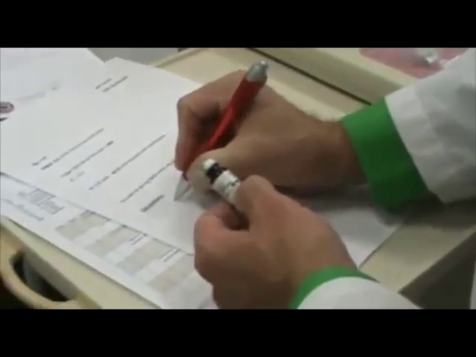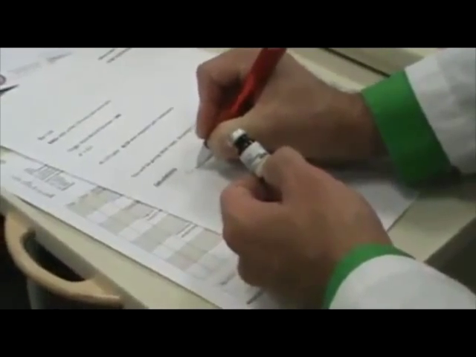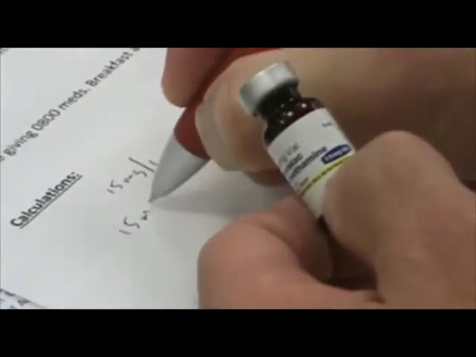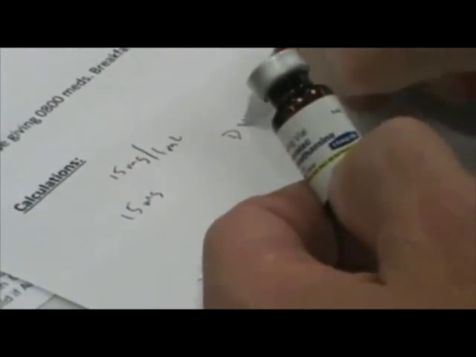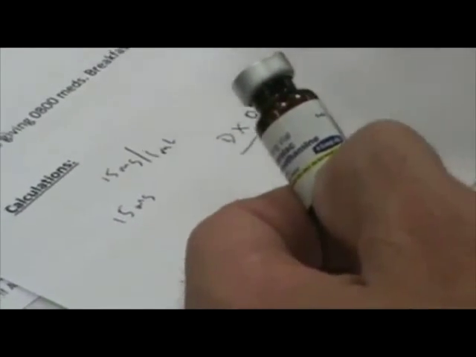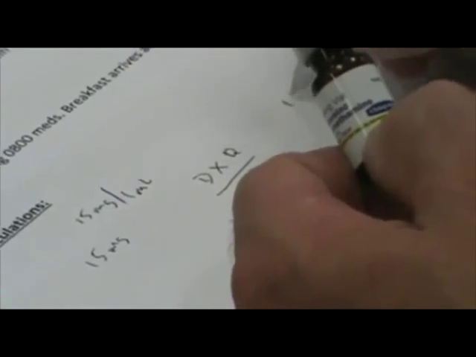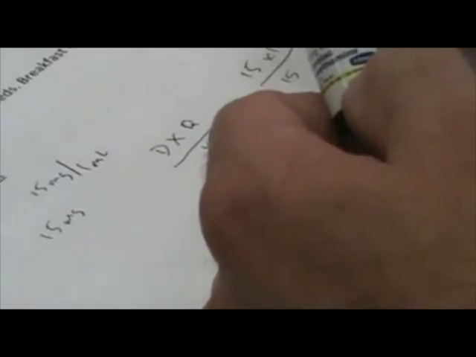So I'm going to grab this other piece of paper here just to do my calculation. I have 15 milligrams in 1 ml, and I want to give 15 milligrams. So D times Q over H. Dose is 15. Quantity is 1. And what I have on hand is 15 equals 1 ml. Okay, so I'm going to draw up 1 ml of this medication, and that will be 15 milligrams.